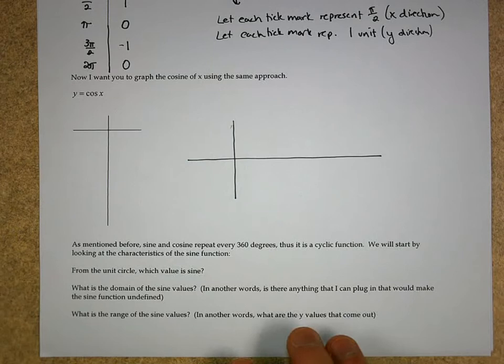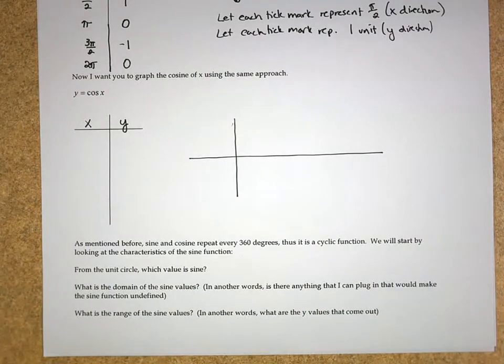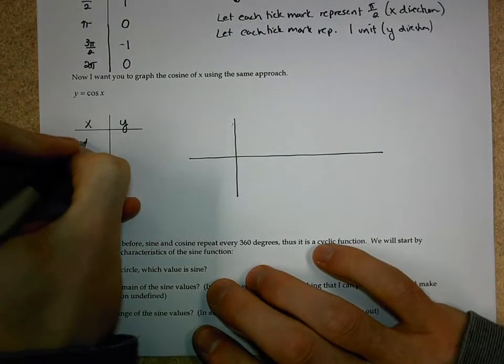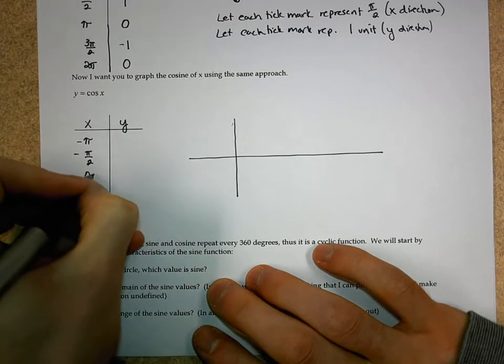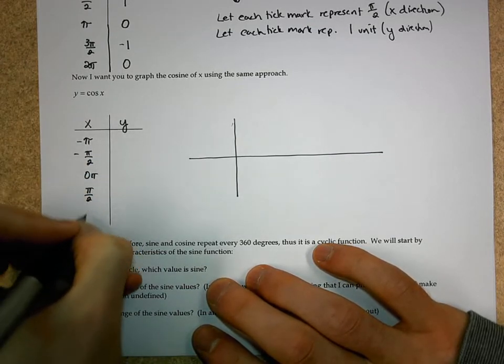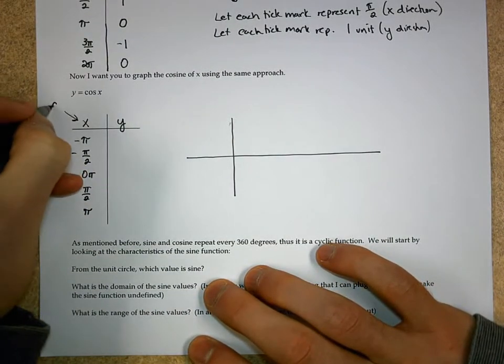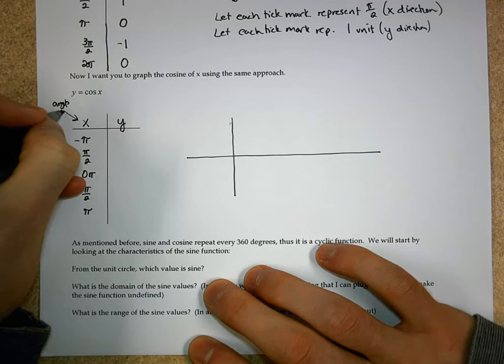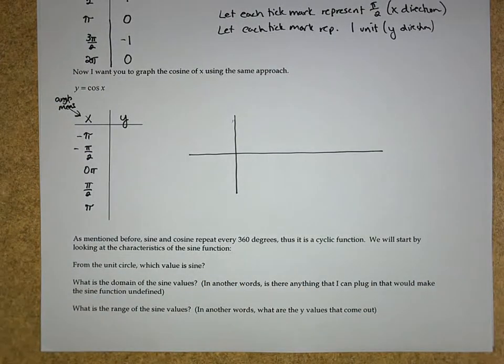I can do the same approach with the cosine function, letting x represent my input, y being my output. And I'm going to choose the same strategic points that I did before. So once again, x is my angle measurement, and then y is the output. So I'll go through and solve that, but this time using the cosine.